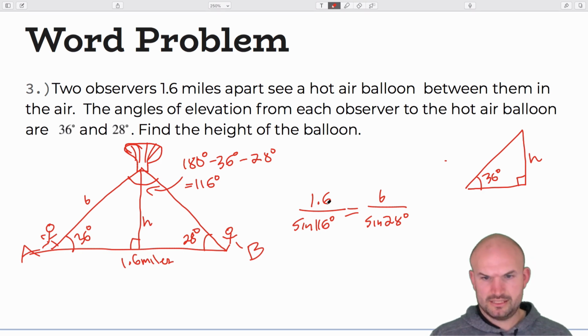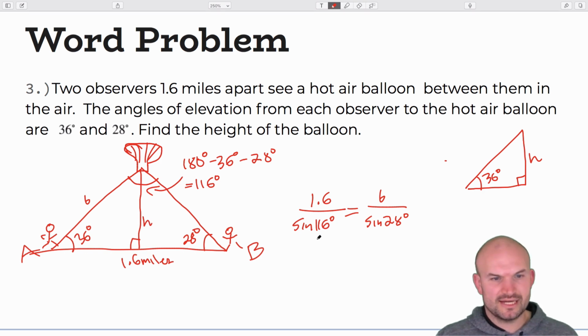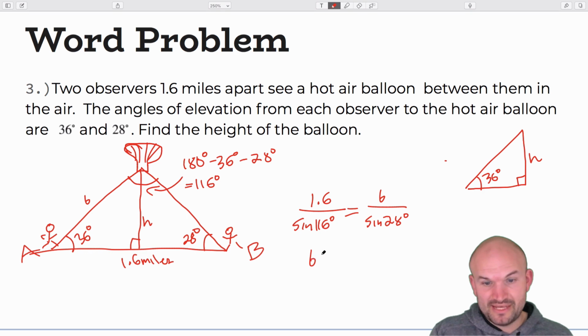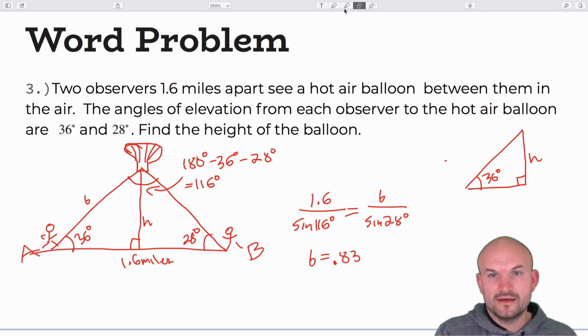And when doing that, that's not right. 1.6 miles. Oh, what am I doing? That's not hundreds. That's 116. What am I doing? Yeah. That's 1.6 over the sine of 116 is equal to B over that. Oh, yeah, I guess that is right. That is right. That's fine. Okay, so B is equal to 0.8357, because I'm going to round to the nearest thousandth.